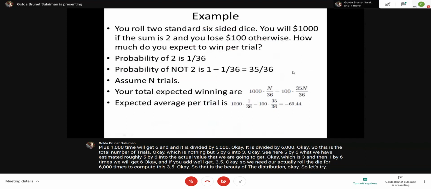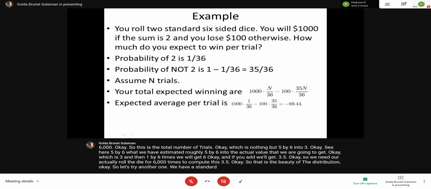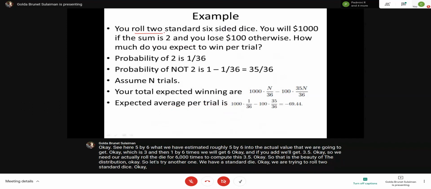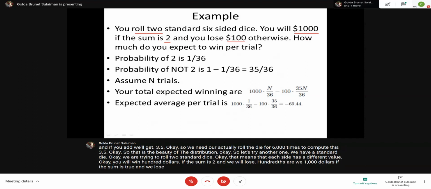So let's try another one. We have a standard die, and we are trying to roll two standard dice. That means each side has a different value. You will win $1,000 if the sum is 2, and you will lose $100 otherwise. How much do you expect to win per trial?